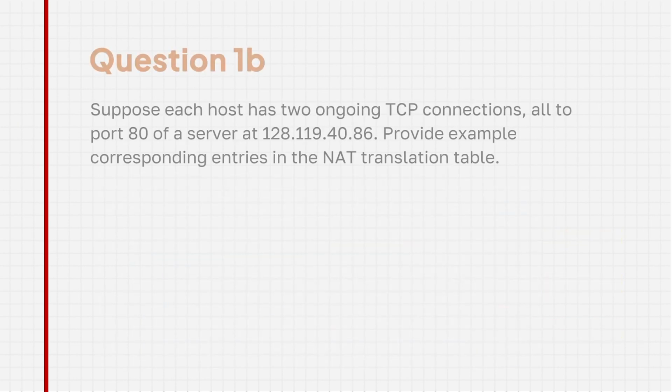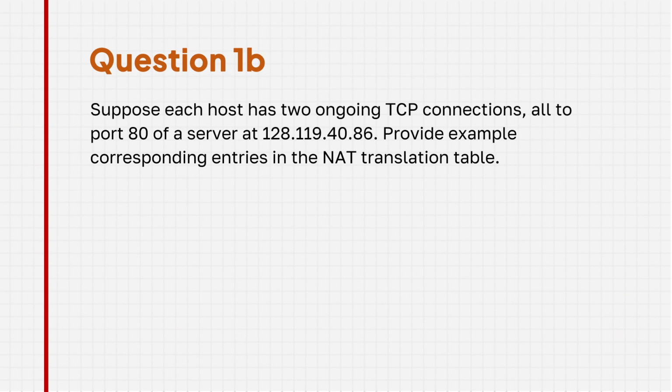Okay, if no questions, now suppose that each host has two ongoing TCP connections, and all of them are pointing to port 80 of the server at 128.119.40.86. How can we map this out in the NAT translation table? Actually, this one is very random, I guess.